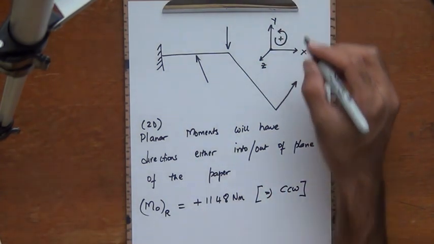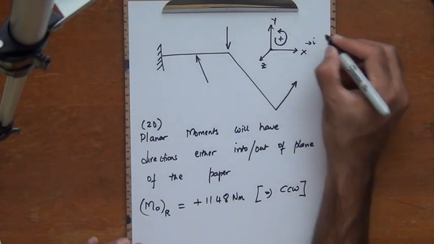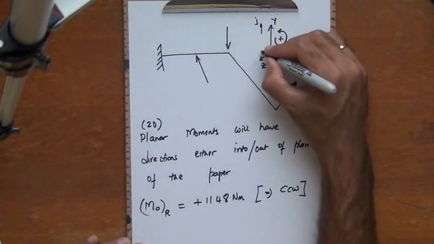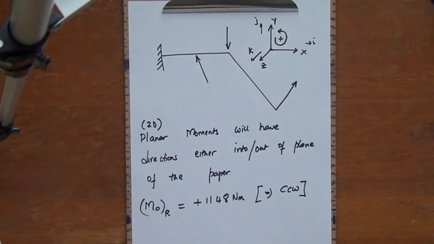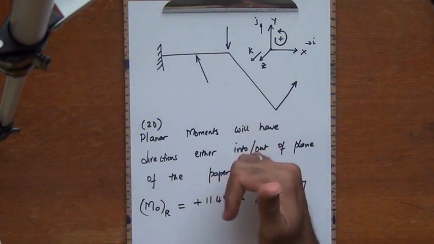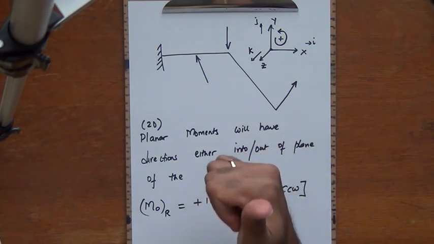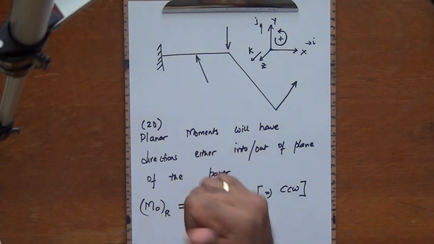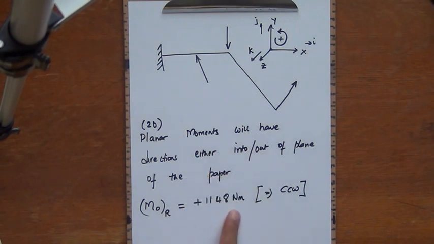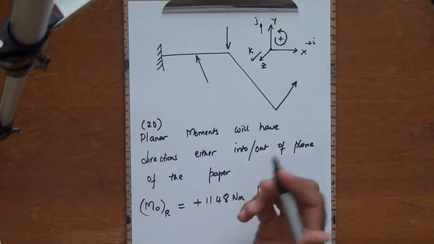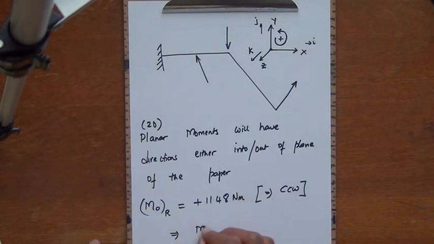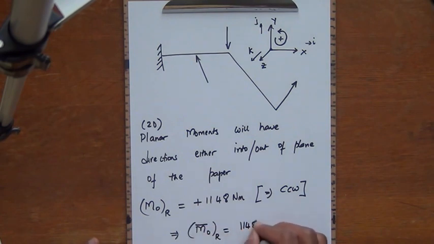If I now call unit vectors along the x-axis i, along the y-axis j, and along the z-axis little k, I see that if my fingers are curling in the counterclockwise sense, then my thumb is going to be coming out of the board, which means that the direction of the resultant moment is 1148 Newton meters in the positive z direction, and the unit vector there is plus k. So if I have to write this as a vector, then this is going to be 1148 k Newton meters.